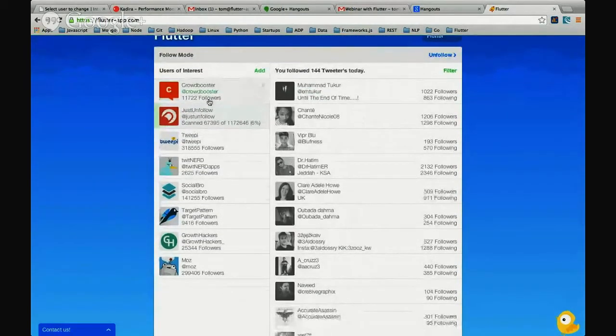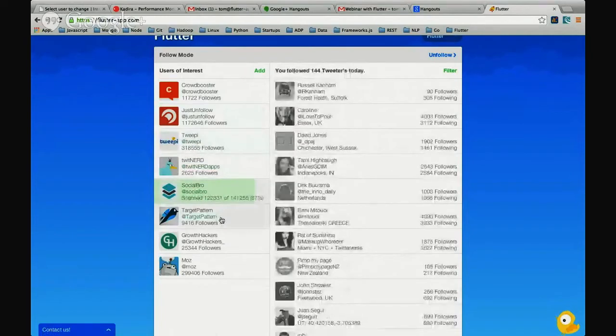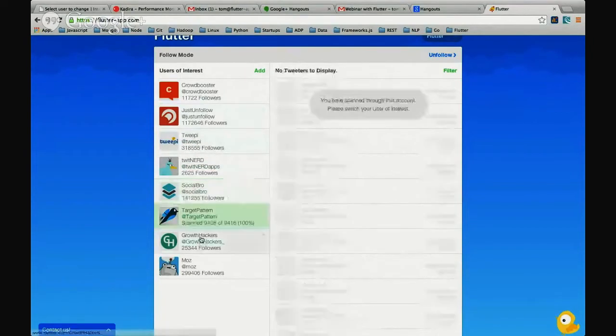But essentially what you do is you have these users of interest here on the left-hand side. What these users of interest represent are accounts whose followers would be good candidates for your account. For example, these are existing products out in the market. Because other people are following Tweepy or Social Bro or Target Pattern or Moz, for example, they were more likely to be interested in our product as well. And so that's basically the premise.